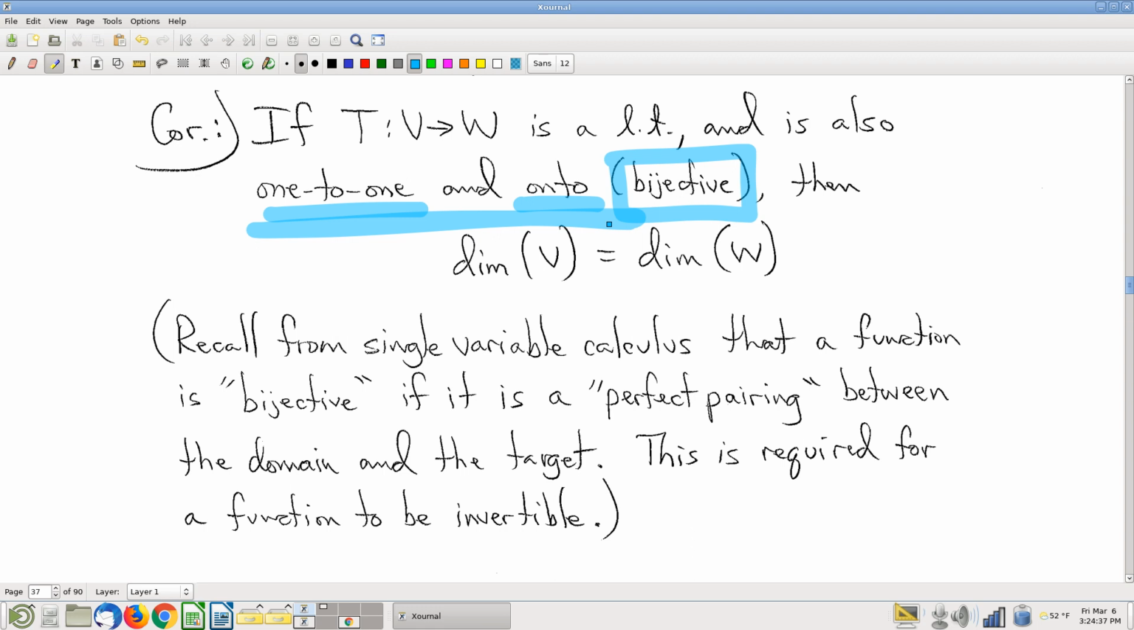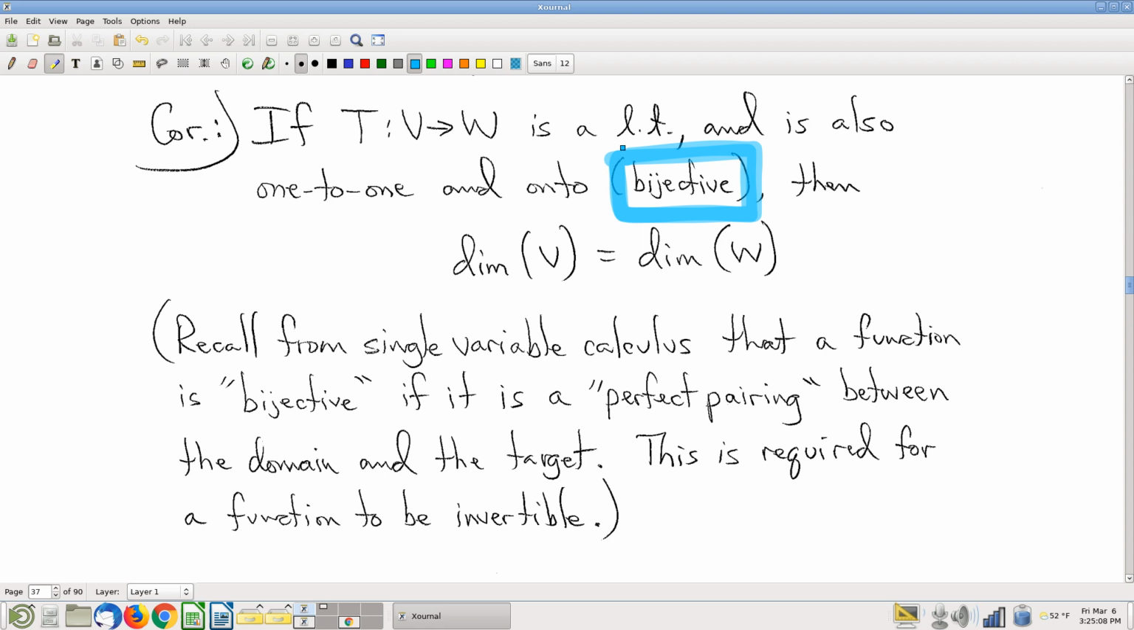If you don't remember one-to-one and onto, the context where you might have seen it before would be a single variable calculus class where you talk about inverting functions, and in order to invert a function, the function has to be invertible, and in order to be invertible, you need to be one-to-one and onto. So anyway, if your single variable calculus course didn't go through that, don't worry about it. All we're going to talk about is the pair of the both of them, namely a function being bijective.